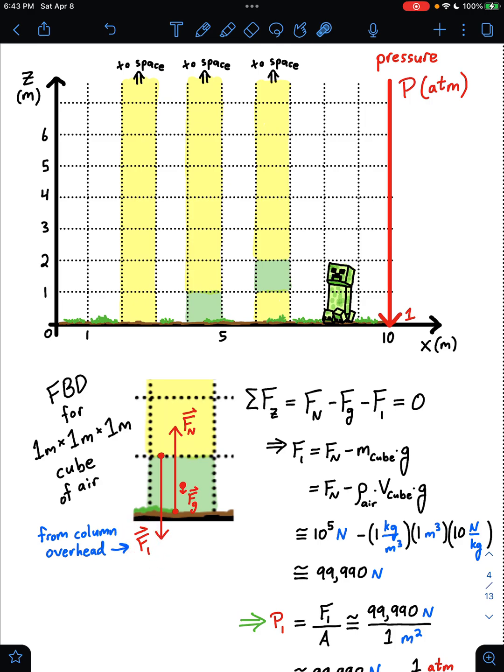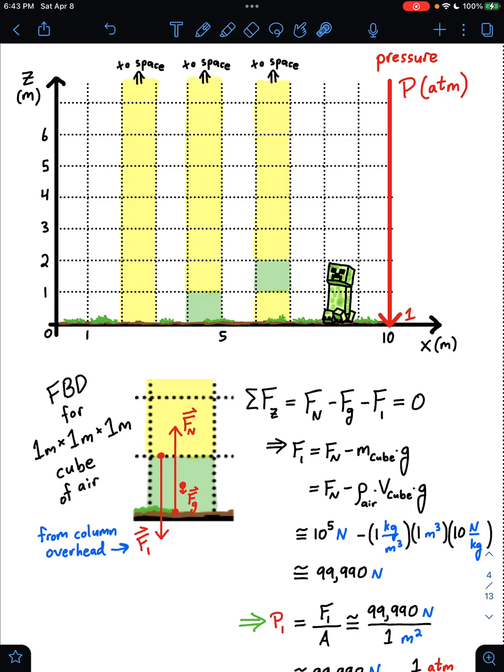So in hydrostatic equilibrium, the net force on that block is 0. So here's our sum. We can work out that that force on the block from the column above due to the air pressure pushing down on it, F1, is given by this difference here. So the normal force minus the tiny weight of that cube of air, which is the mass of the cube times little g. Let's represent the mass of the cube as the density of the air making up that cube times the volume of the cube.